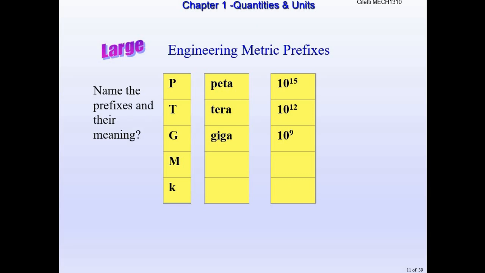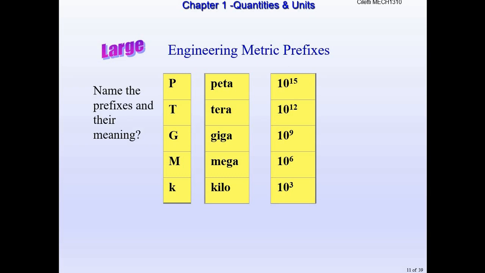In the engineering notation, capital M is mega. Do not confuse that with lowercase m. Mega is 10 to the 6th. Kilo is 10 to the 3rd. If you look at all of those on the right-hand side, 10 to the 15th, 10 to the 12th, 10 to the 9th, 10 to the 6th, 10 to the 3rd, those are all multiples of 3. This is all going to tie back to engineering notation.